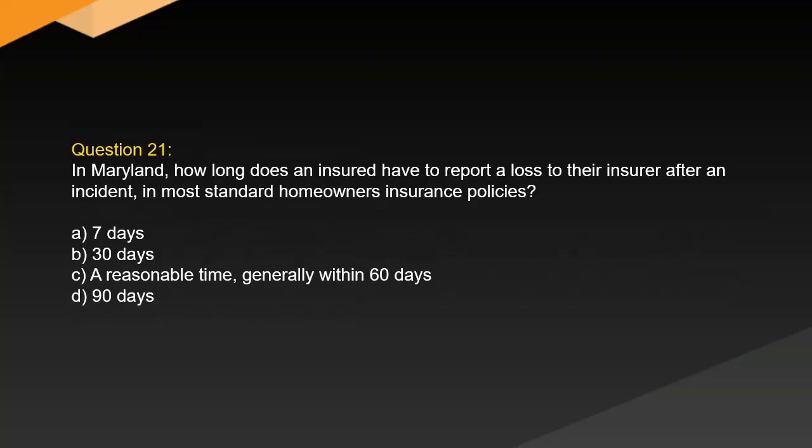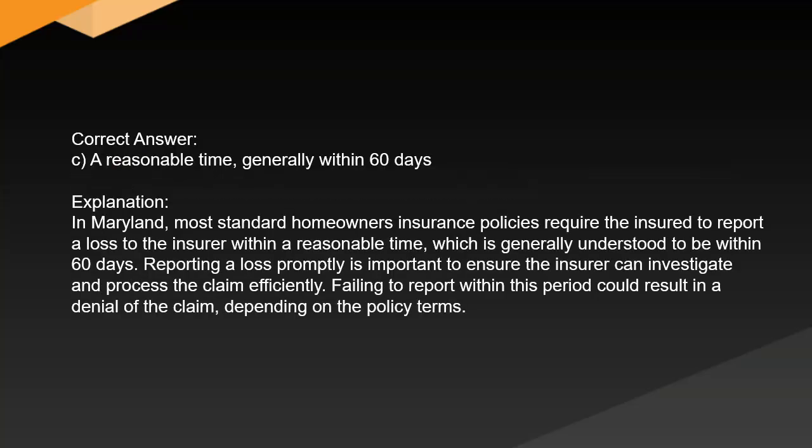Question 21. In Maryland, how long does an insured have to report a loss to their insurer after an incident in most standard homeowners insurance policies? A. 7 days. B. 30 days. C. A reasonable time, generally within 60 days. D. 90 days. Correct answer. C. A reasonable time, generally within 60 days.